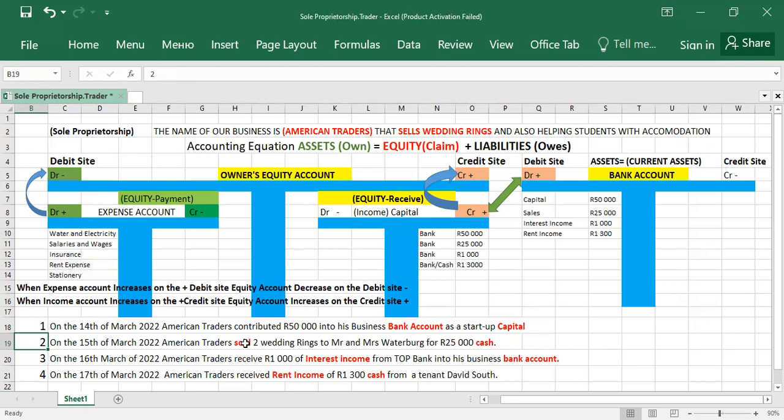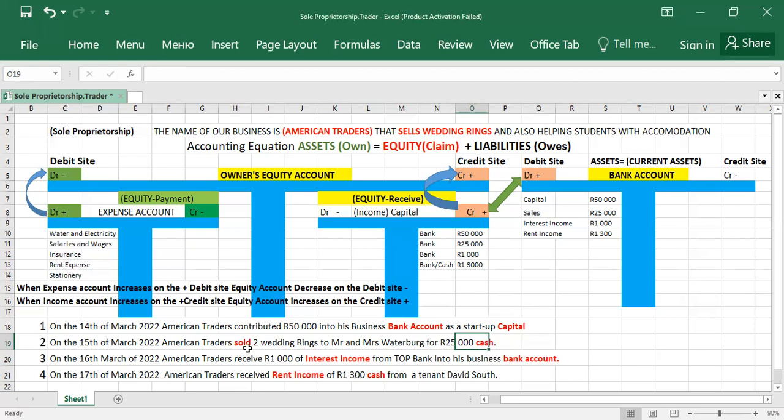We know that the word sold is the first account that will be affected by our transaction. And then the word cash is the second account that will be affected by our question. Now, please remember, students, when we apply double entry, the double entry principle says that if the first account is being debited, the second account must be credited. That's how the double entry principle or rules work.